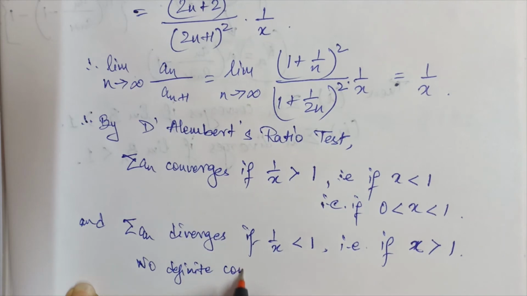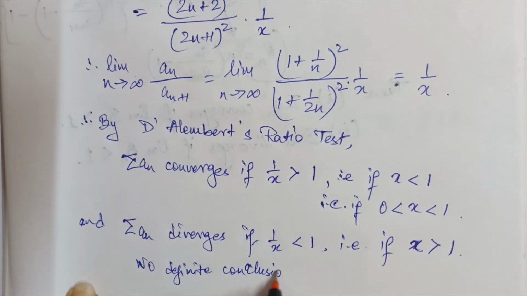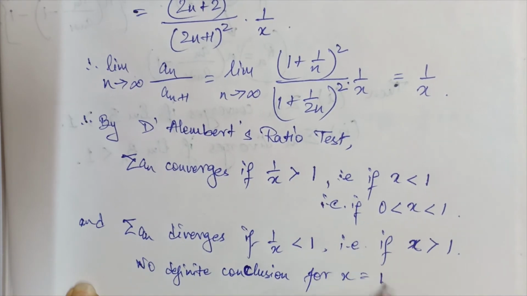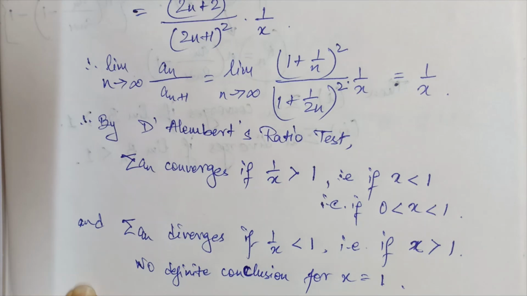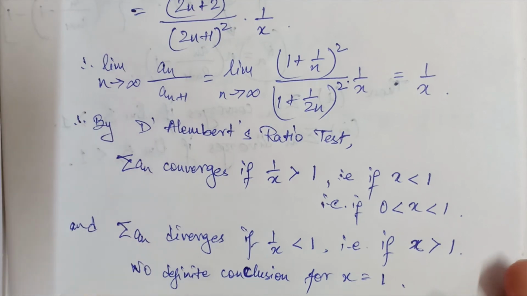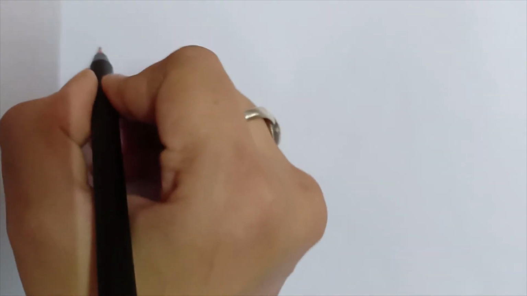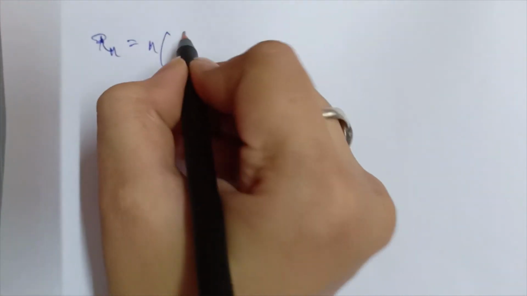No definite conclusion for x equals 1. So when x equals 1, we need to go to the next step, which is Raabe's test. Now for Raabe's test, we need to find Rn, which equals n into an by an plus 1 minus 1.